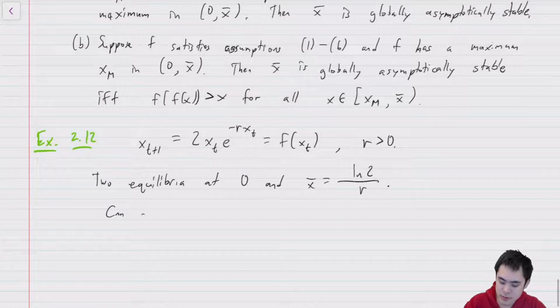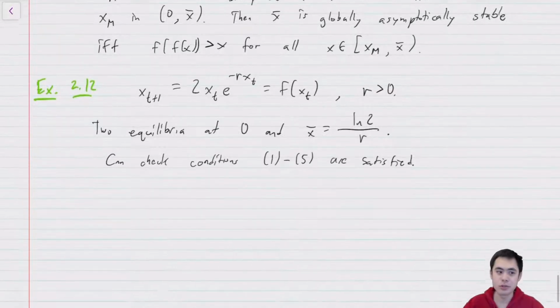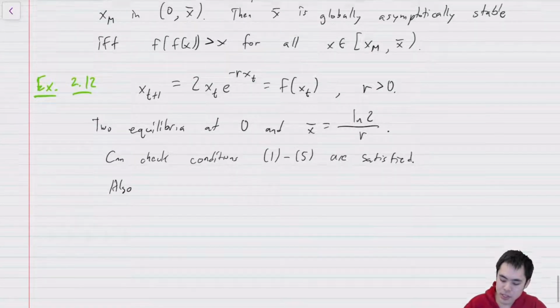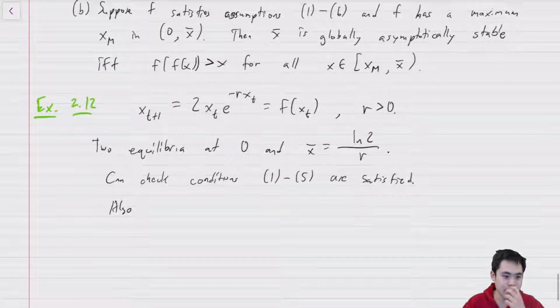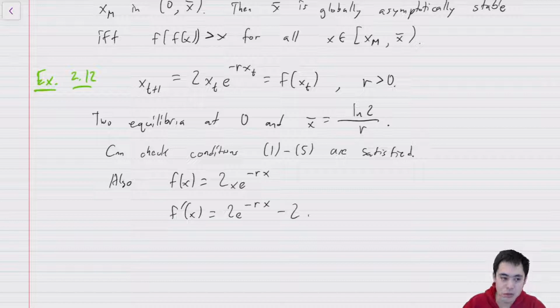And we can check conditions 1 through 5 are satisfied. And that's pretty mechanical, so I'm not going to do that. But checking whether or not there is a global maximum takes a little bit more work, so let's do that. So we have f of x is equal to 2x e to the minus r x, so f prime of x is equal to 2e to the minus r x minus 2 r x e to the minus r x by the product rule. And so f prime of x is equal to 2 times 1 minus r x times e to the minus r x.